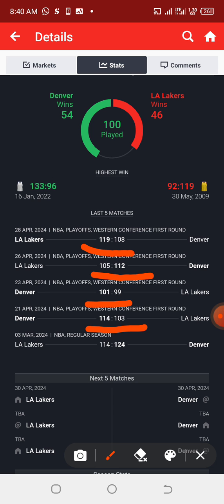Checking this particular game, Denver Nuggets was able to beat LA Lakers with a point spread of 11. And checking this, Denver Nuggets was able to beat LA Lakers with a point spread of 10. If you notice very well, most of the point differences that they've been using to beat each other does not always exceed 15, 14, 15.